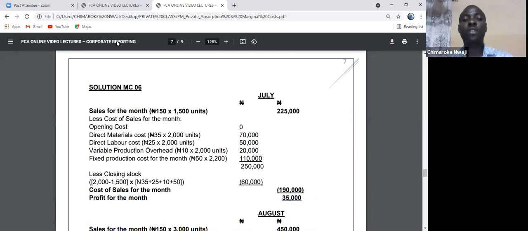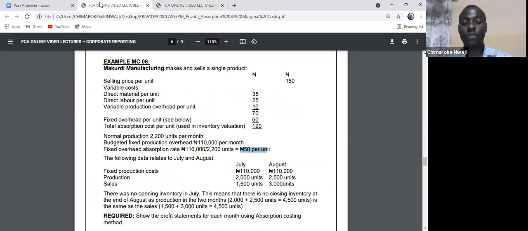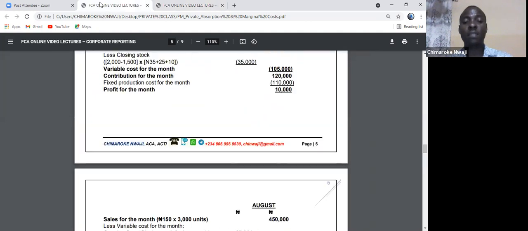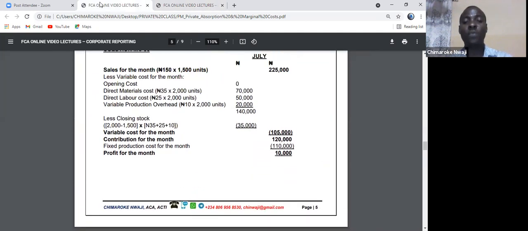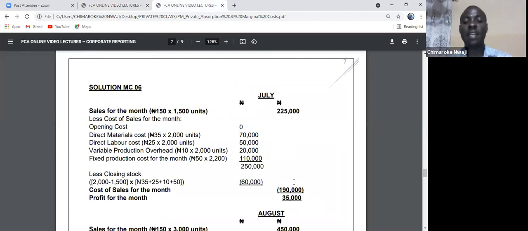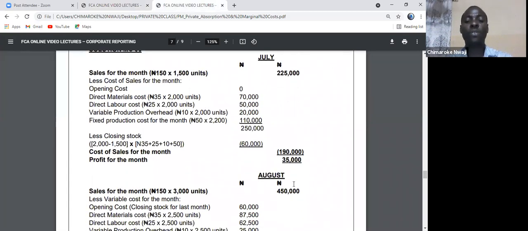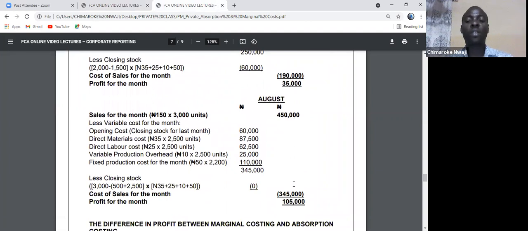Now, can you contrast this with what we had here in the month of July, which is 10,000? Your profit is lower here, while your profit is higher here. Okay, let's go to August. Now, in August, the selling price is still the same, and your revenue is also the same.